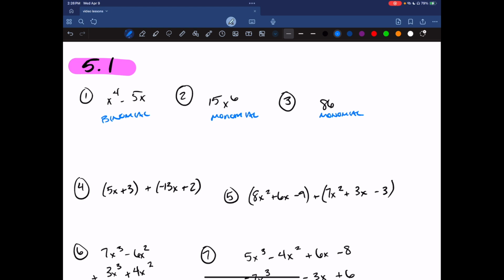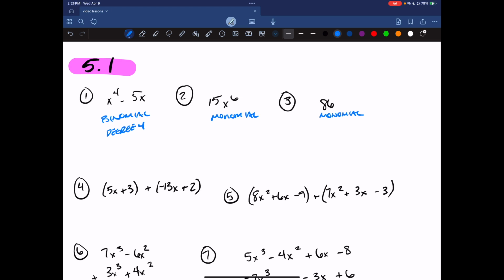Okay, and then the degree of the polynomial is the highest exponent in the polynomial. So if you have one term, you're just looking for the exponent. And if you have multiple terms, you're looking for the highest exponent. And it doesn't matter if it's out front, in the back, or somewhere in the middle. I'm looking for the highest exponent in that polynomial. So on number one, the highest exponent is 4. So this is going to be degree 4.